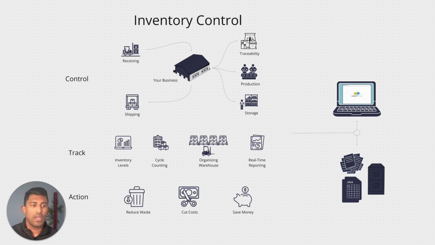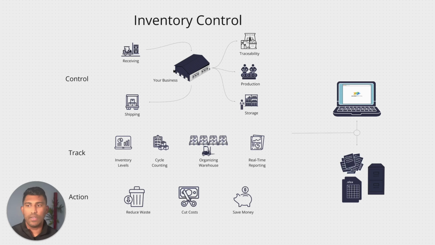All right, what is inventory control? Inventory control is about knowing how much stock you have, where it's located, and managing it efficiently. Think of it as the backbone of your operations. Good inventory control helps you prevent stockouts, reduce waste, and also save you a lot of money.